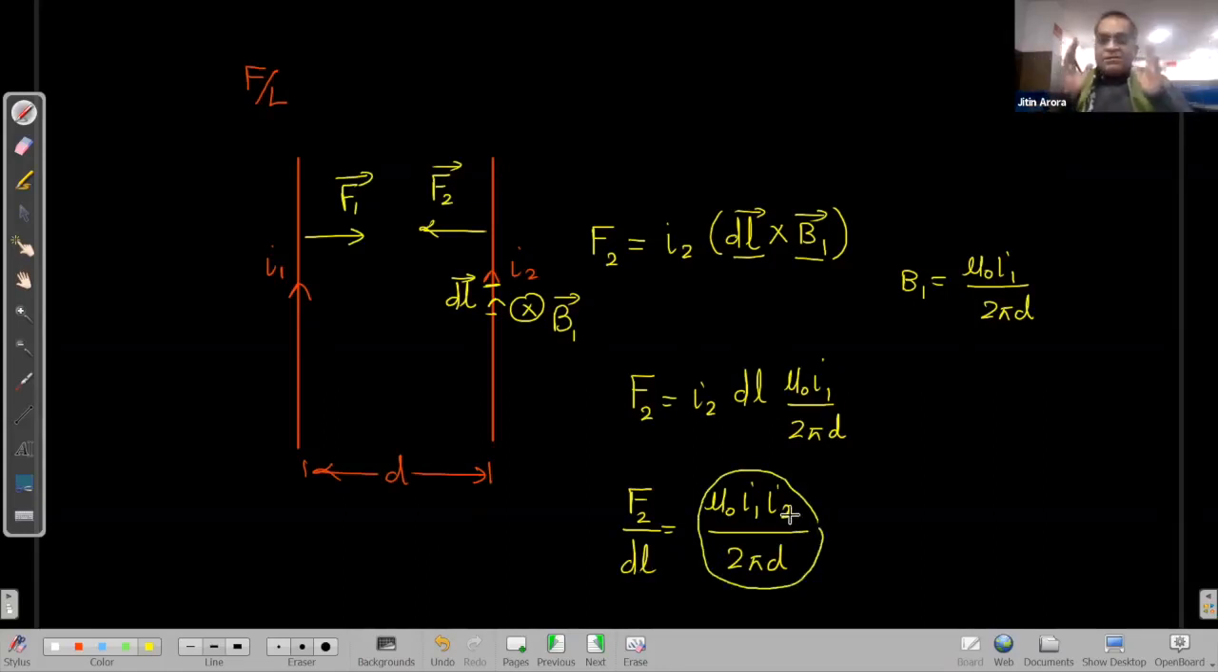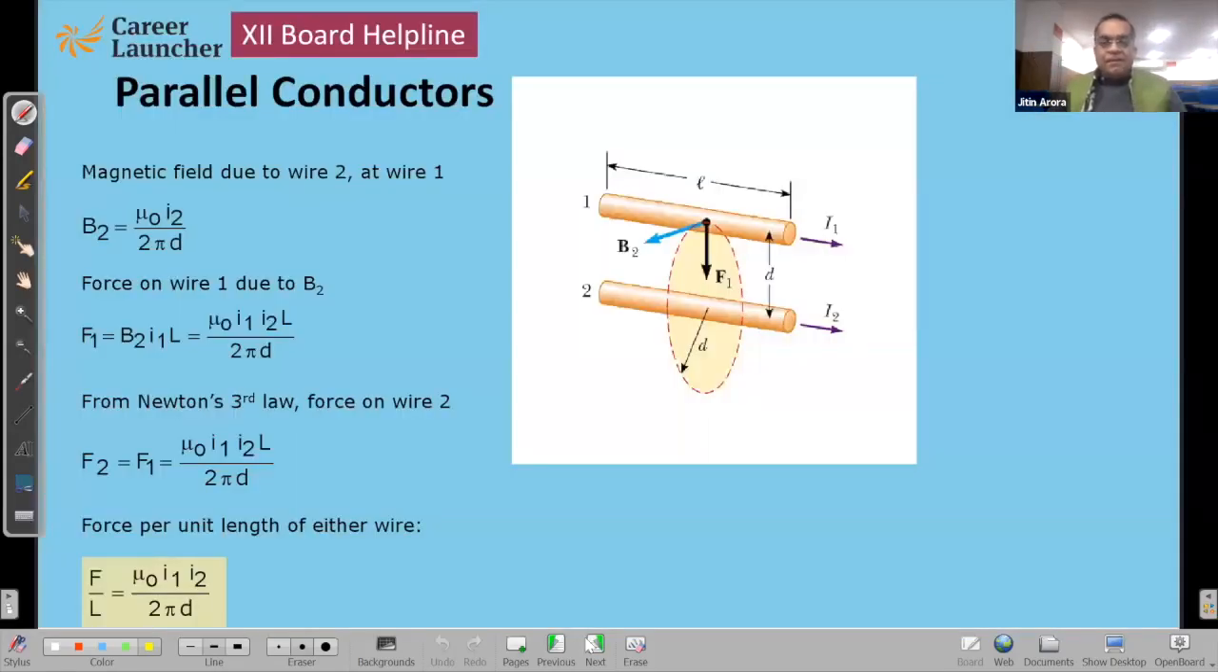So if the currents are in the same direction, wires attract. If the currents are in the opposite direction, wires repel. So here it is, if the currents are in the same direction, the wires will attract. And if they're in the opposite direction, the wires will repel. So this is the formula for the force per unit length. यहाँ पर हमें force per unit length देखना होता है normally.